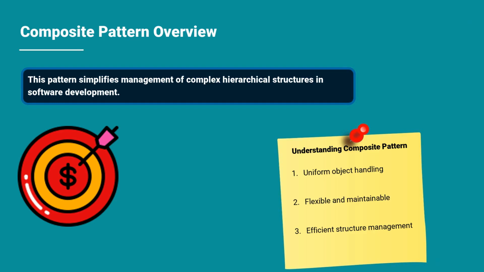In summary, the composite pattern is an effective way to treat individual objects and compositions of objects uniformly, allowing you to build flexible and maintainable code. By implementing this pattern, you gain the ability to work with complex structures without compromising the overall simplicity of your code base.